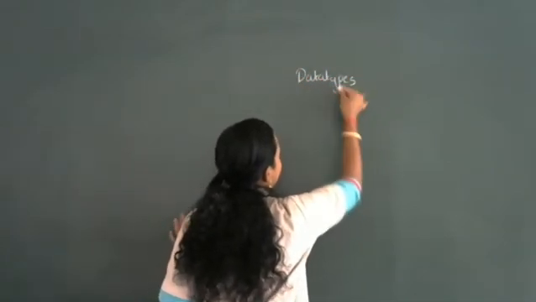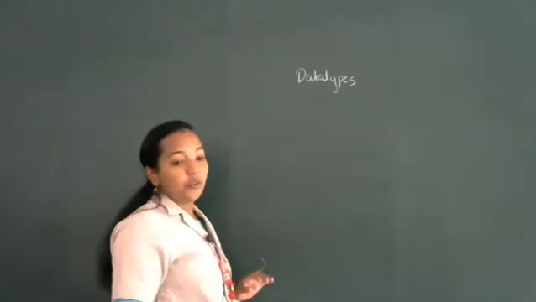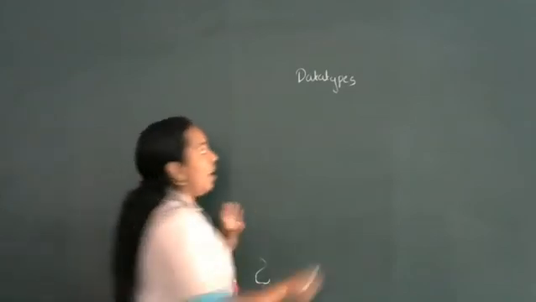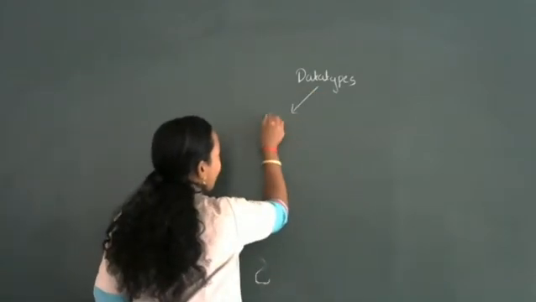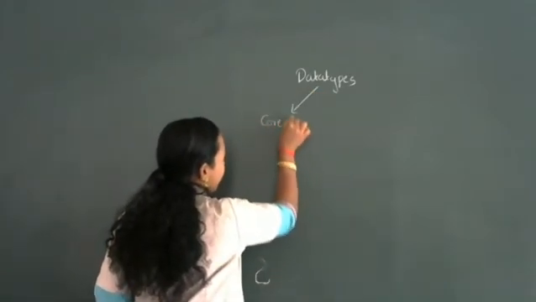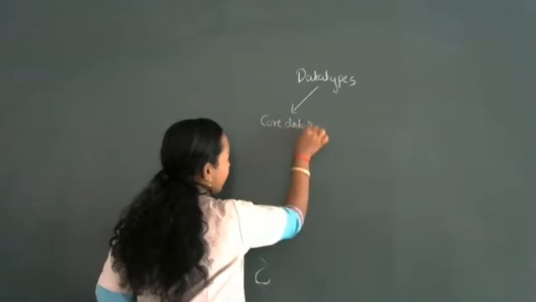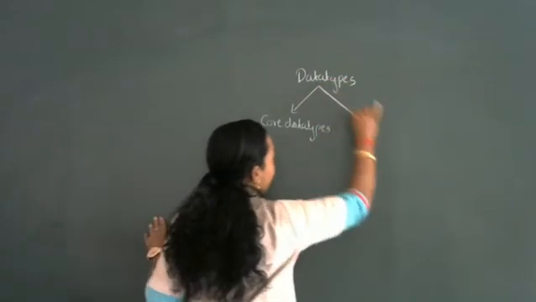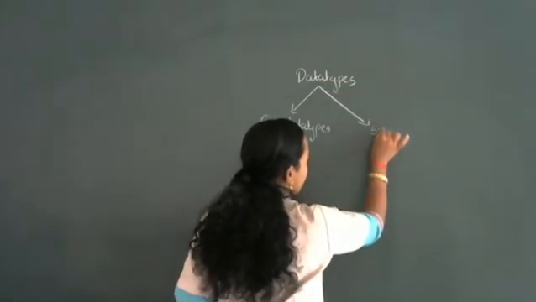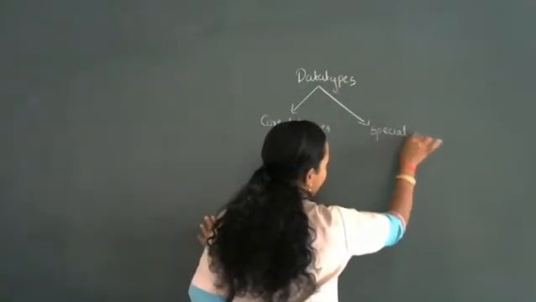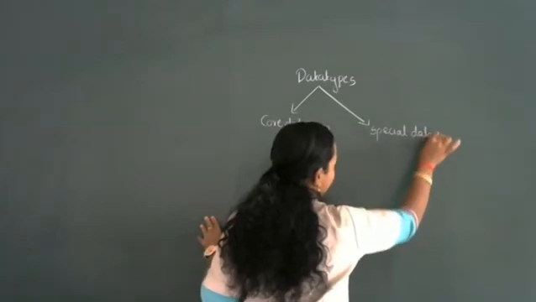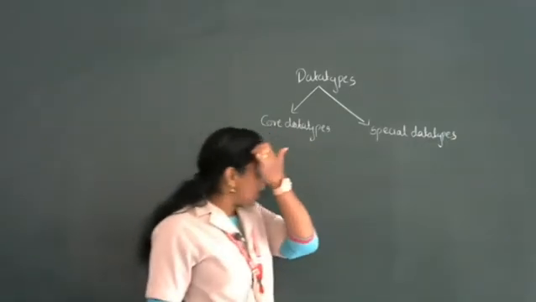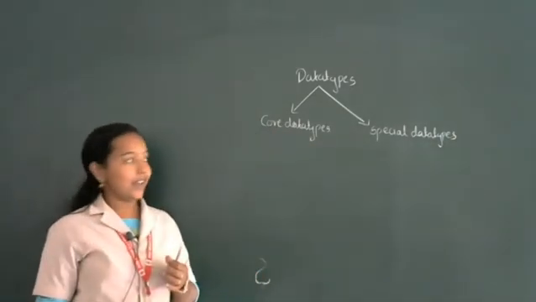Data types of PHP can be classified into two categories. First one is core data types. Second one is special data types. Core data types and special data types.